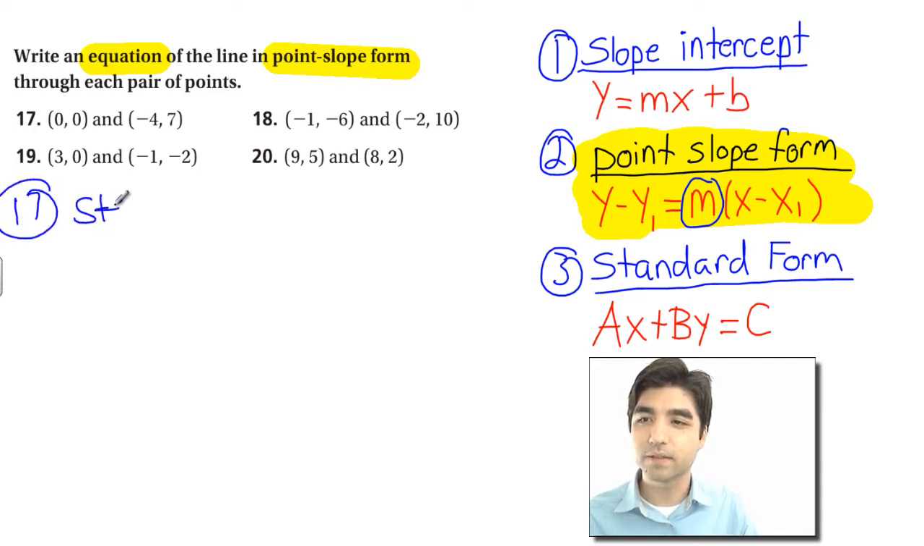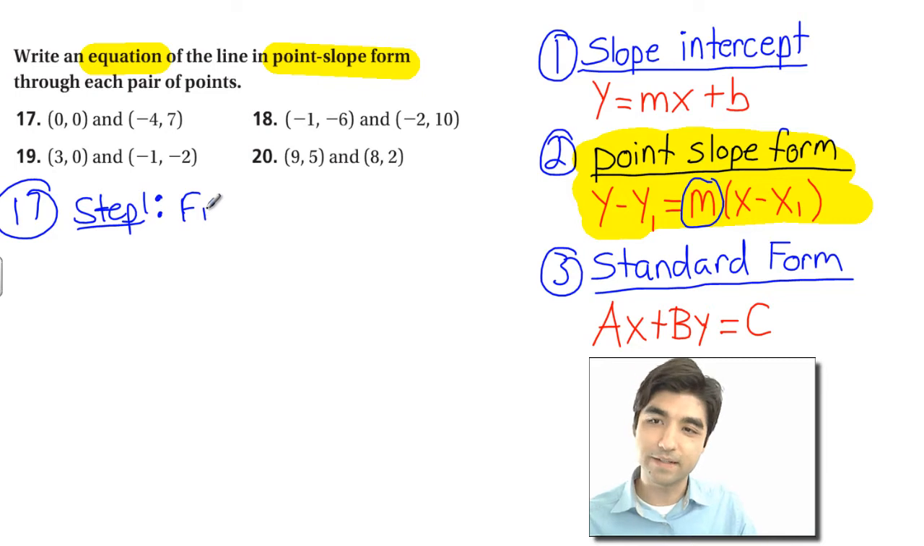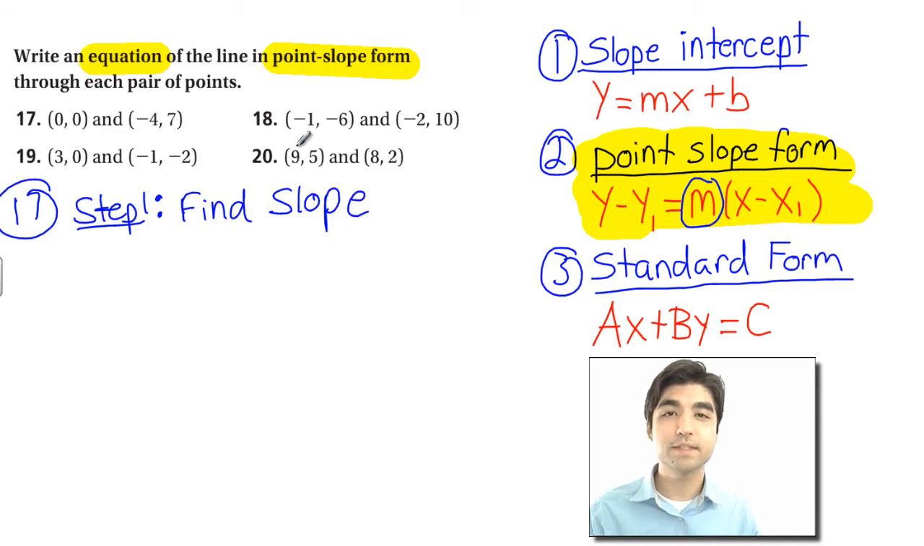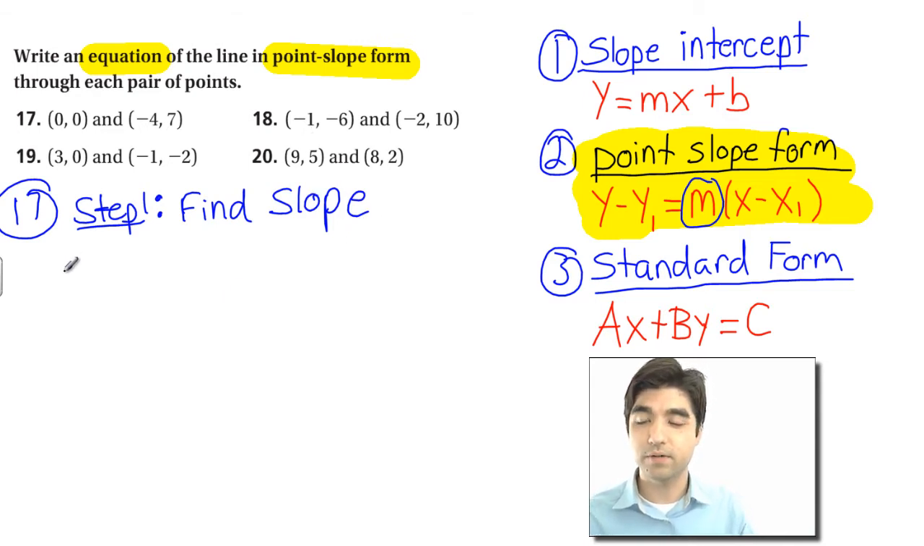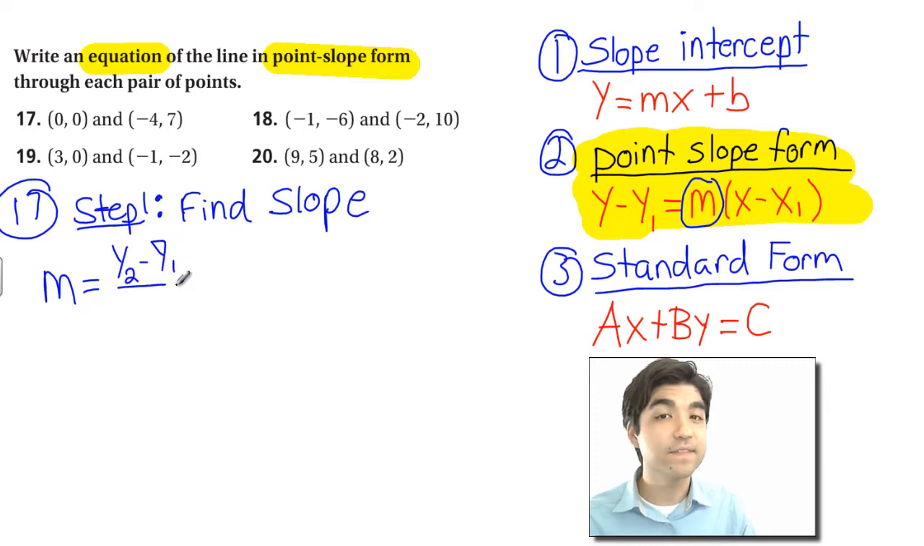So step 1 is that we need to find the slope. And we do that by using the equation for slope. So m equals y2 minus y1 over x2 minus x1. Hopefully you have this equation memorized. If you don't, then put it on your note card so you have it for the test.